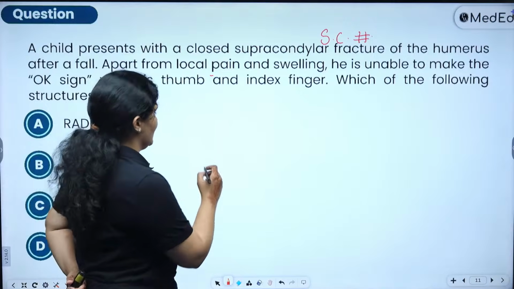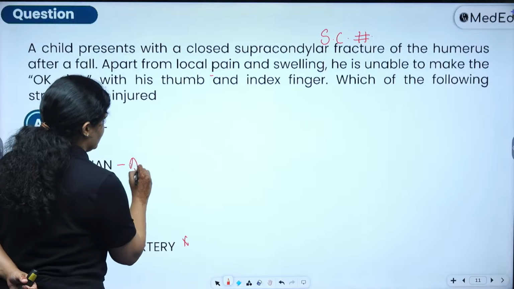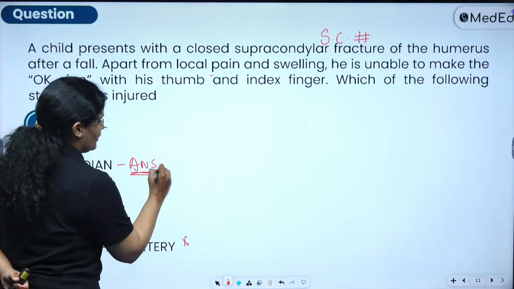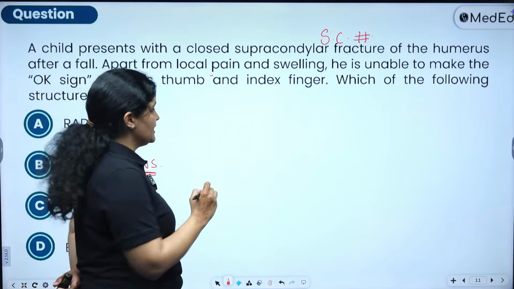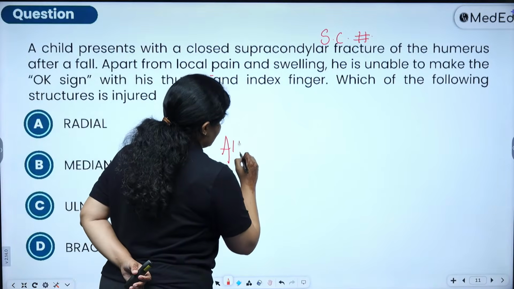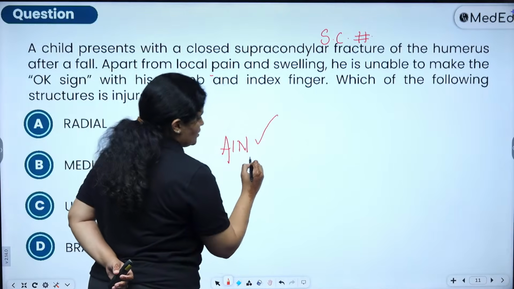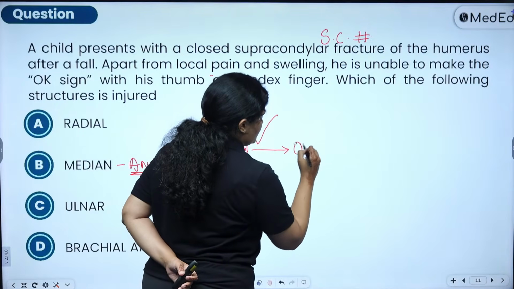So the answer here is the median nerve. Yes, whenever they give anterior interosseous nerve as an option, the answer would be anterior interosseous nerve, because the anterior interosseous nerve is associated with the OK sign.